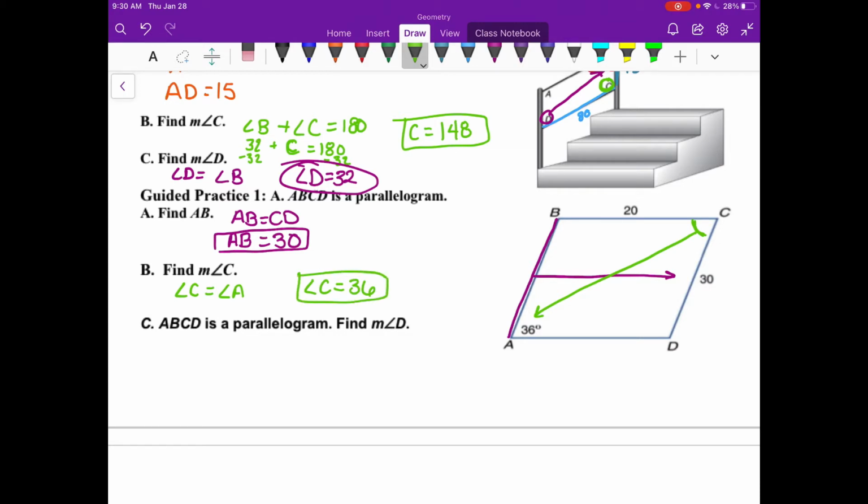And C says ABCD is a parallelogram, find angle D. Angle D is right here. It is consecutive to angle A, which means that those add up to 180. So angle A plus angle D equals 180. Well, angle A is 36, so 36 plus D equals 180. I'm going to subtract 36 from both sides, and I get D is equal to 144.